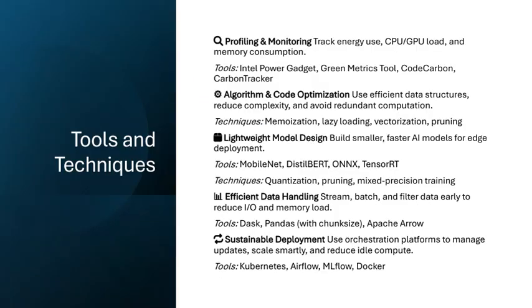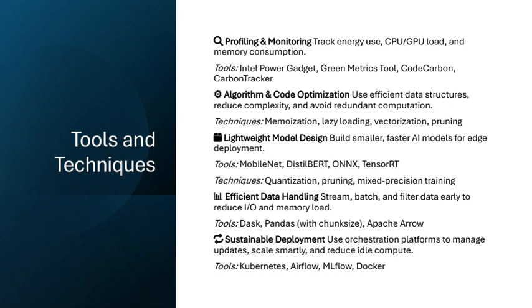Let's now explore some essential tools and techniques for making AI development more sustainable. First up is profiling and monitoring. This involves tracking energy use, CPU and GPU loads, as well as memory consumption during your model training and inference. By doing this, you can identify bottlenecks and optimize resource usage effectively. Some great tools for this purpose include Intel Power Gadget, Green Metrics Tool, Code Carbon, and Carbon Tracker.